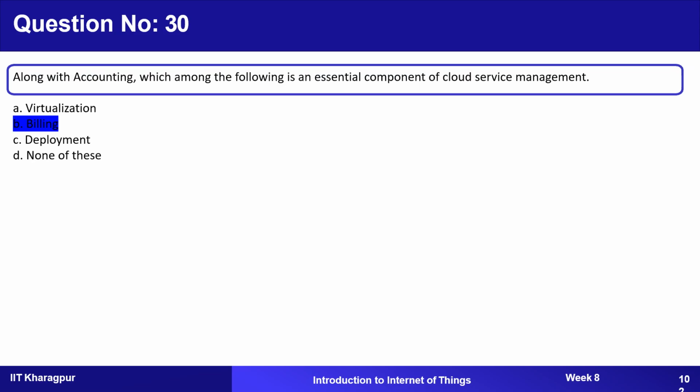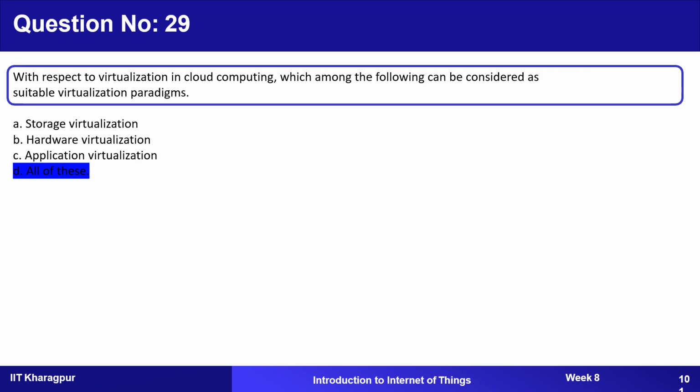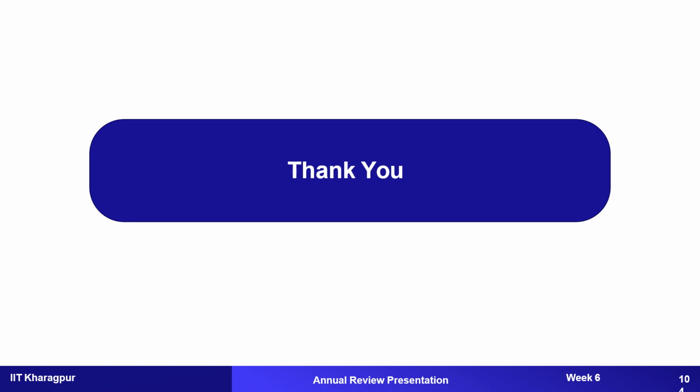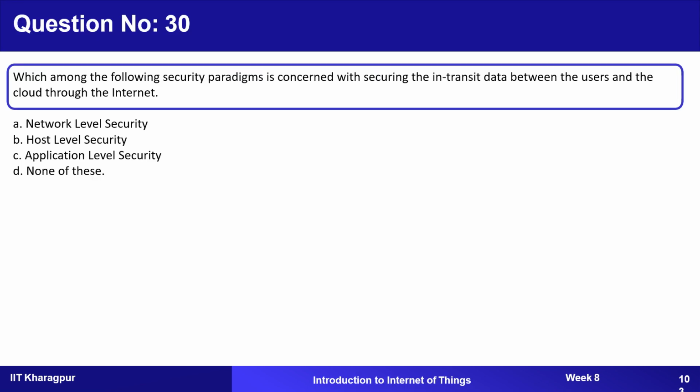Hardware virtualization, ma'am. No, ma'am, all of these is the correct option. Next question is, along with accounting, which one of the following is an essential component for cloud service management? So billing is the correct option. I have already discussed this. This is again the same question.